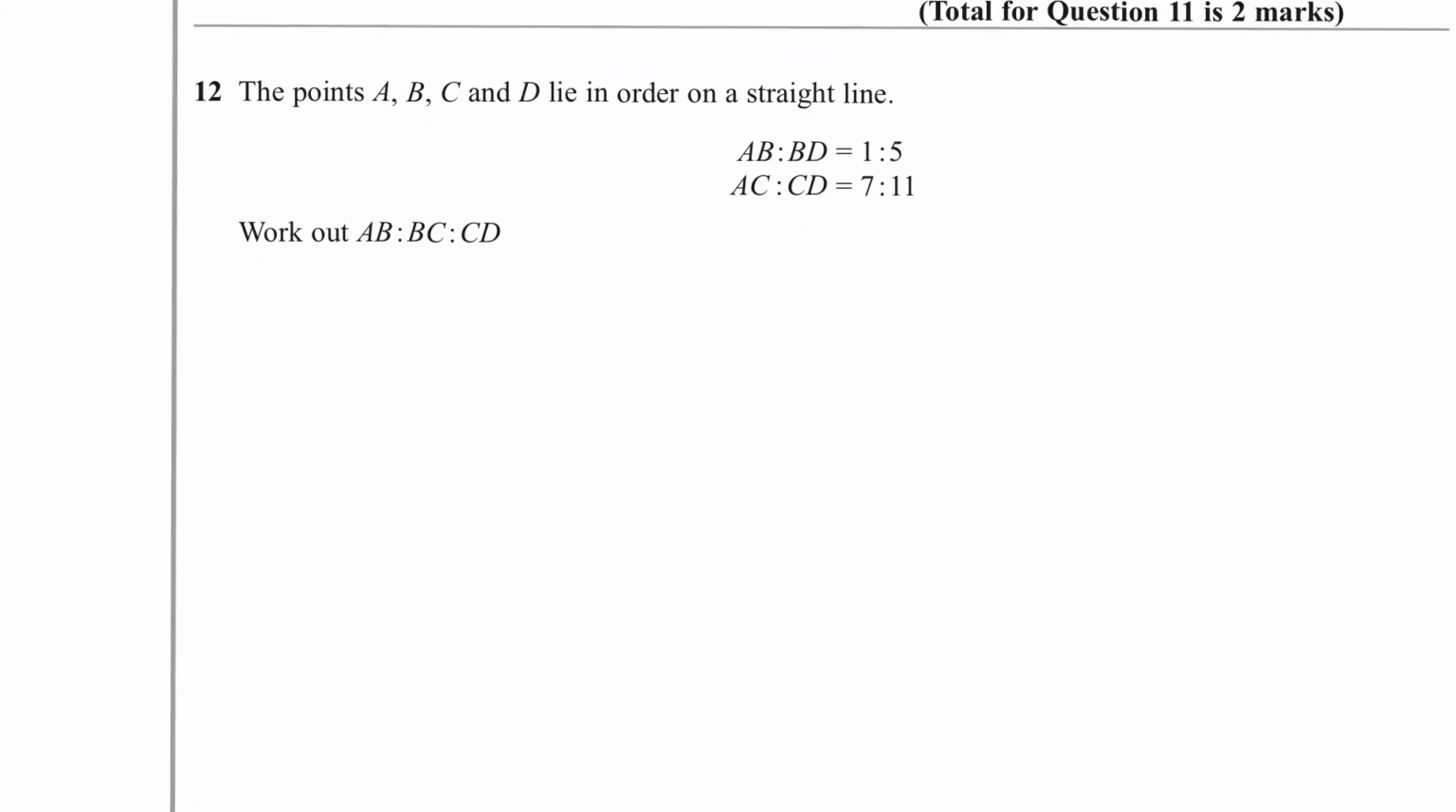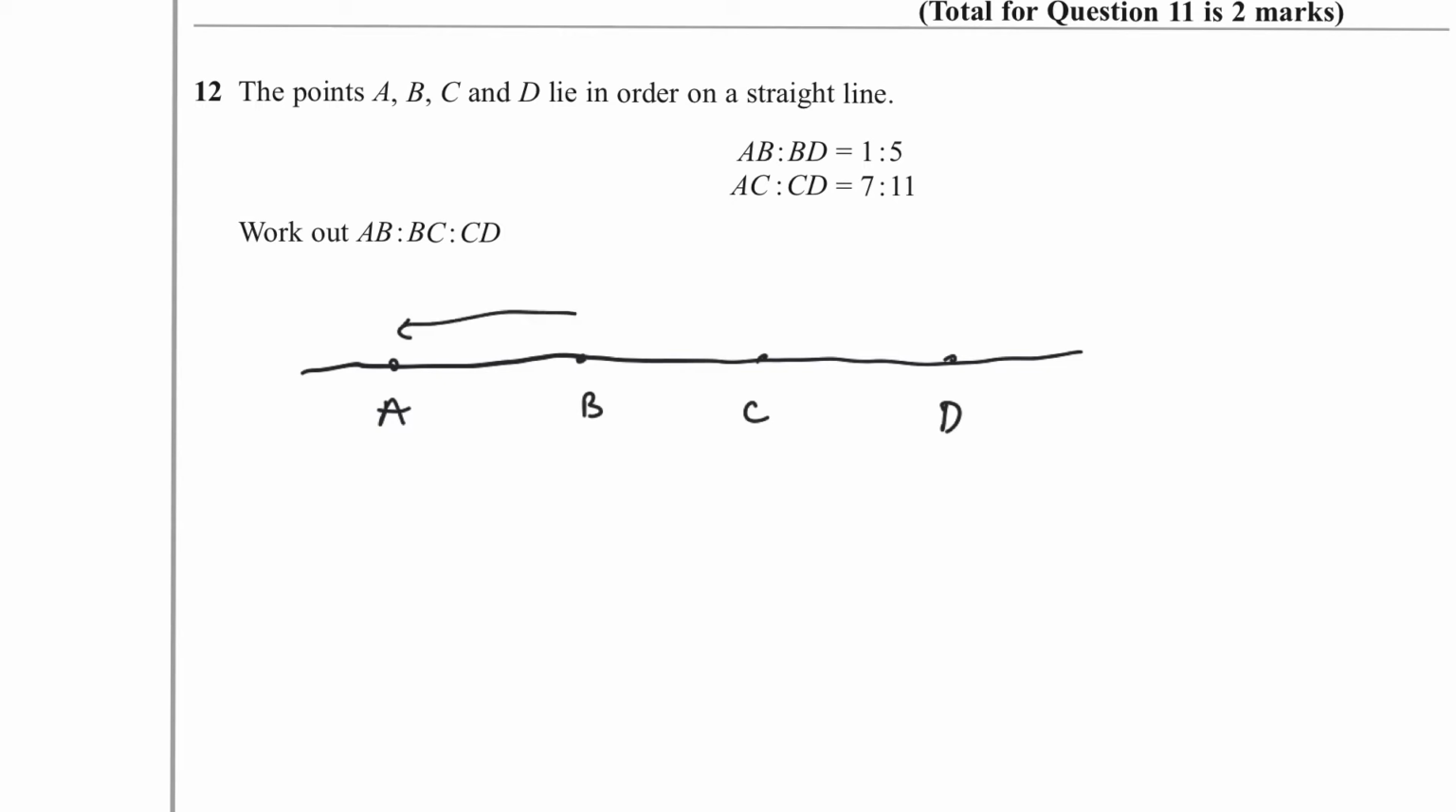Okay, so moving on to question 12. You've got a bit of ratios going on, with a video on ratios on the link above. It's saying A, B, C, D are all points on a straight line in that order. So A, B, C, D, a straight line like that. The ratio from A to B, to B to D is 1 to 5. So that means A to B is 1, B to D is 5.